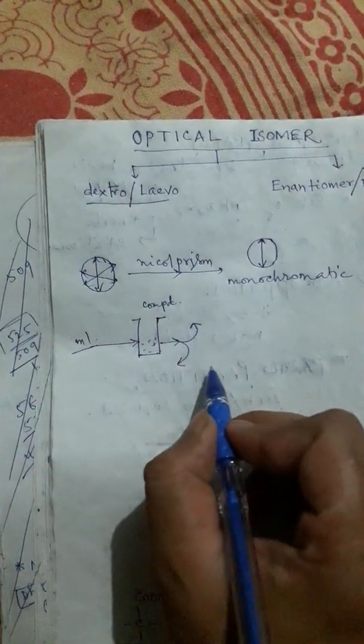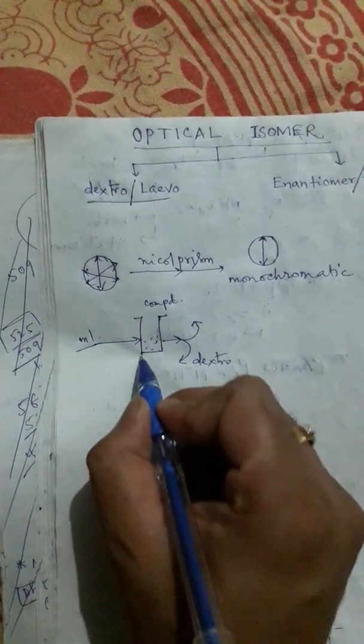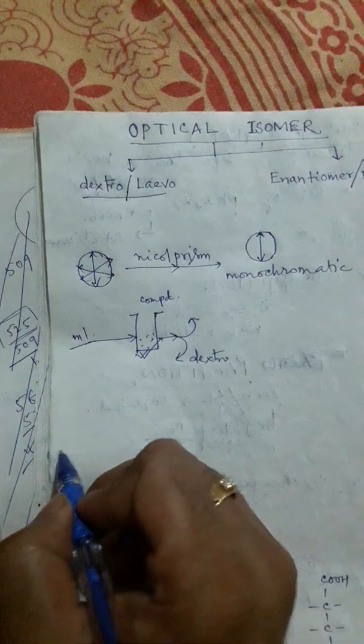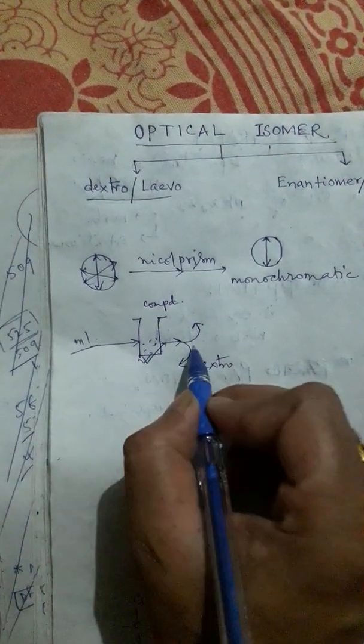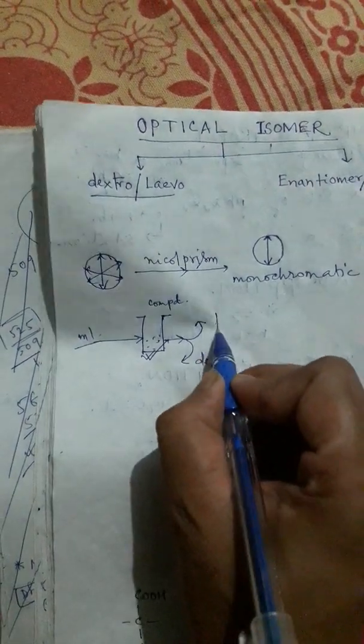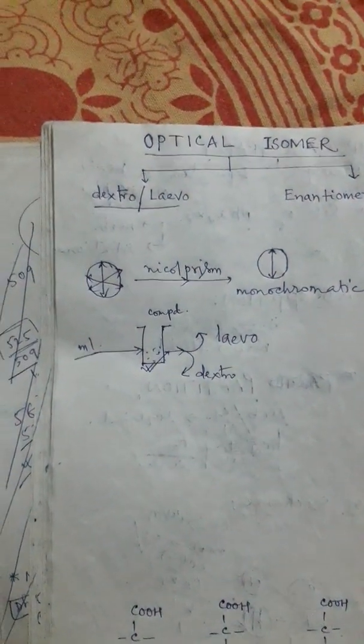If it rotates clockwise, then it is called a dextro compound. If the compound rotates light anti-clockwise, then it is called a levorotatory compound.